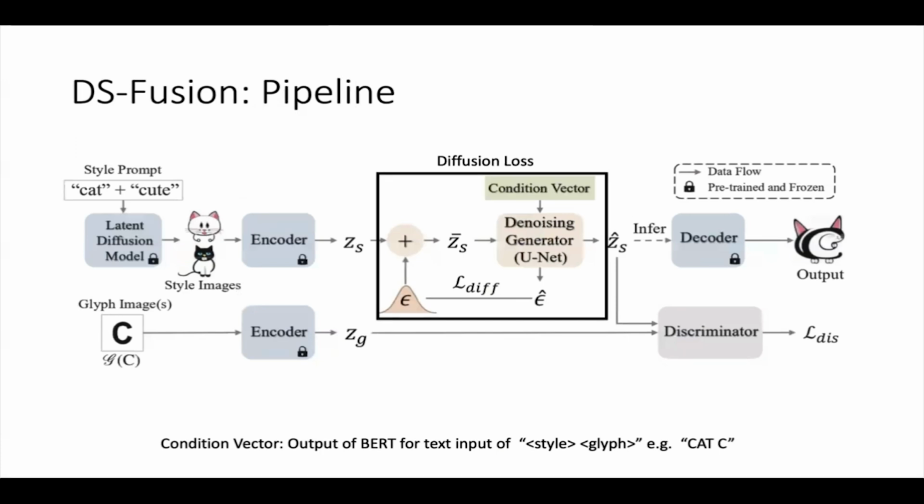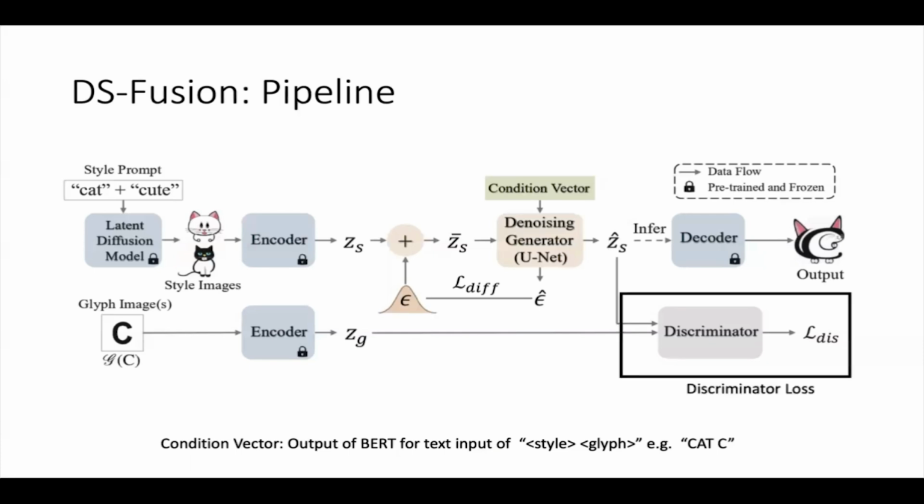Noise is added to latents of style images and a diffusion loss is applied on the denoised output. Condition vector here is the output of BERT, where the input of BERT is the style prompt concatenated with the glyph. A CNN discriminator then works to implicitly guide the generated outputs towards the shape of the glyph image. Since there are no target images available in this task, the generated results can only be supervised implicitly.